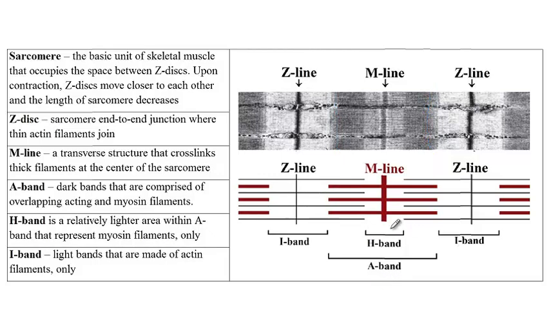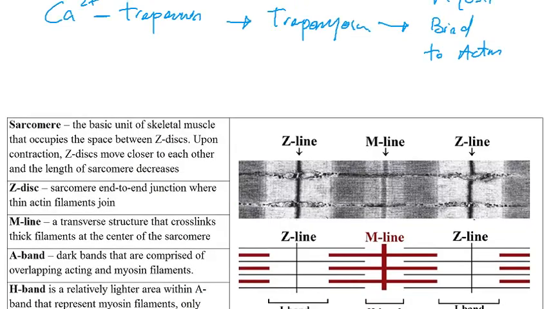H band, on the other hand, is a fairly lighter area because there is no overlap between actin and myosin. Okay, and then we have the I band, which is only made of the actin filaments, which is the light bands, and it has a lighter color. So you can see how there are color differences, dark versus light, that keeps on going in alternative orders. So that's why there is a striation color that is present in both skeletal and cardiac muscle. All right, so with that background in mind, let's continue from where we left off.